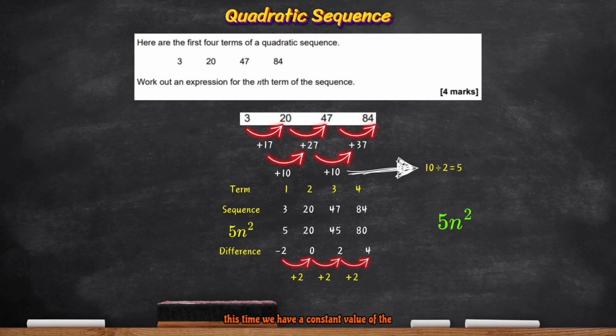So this time we have a constant value of the difference. This 2 is going to be the second term of our nth term expression. So we're going to have plus 2n.